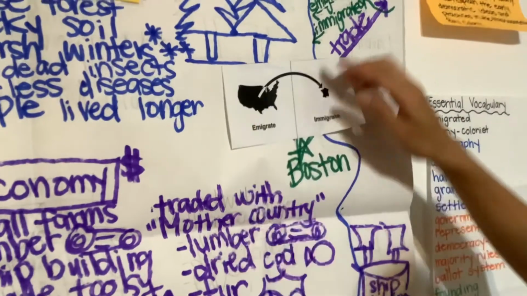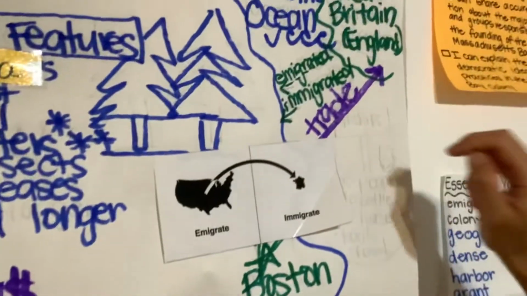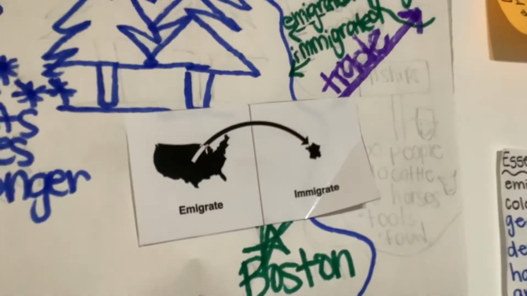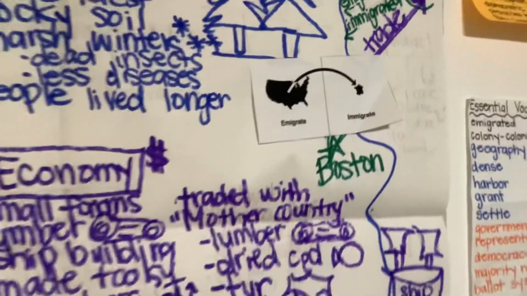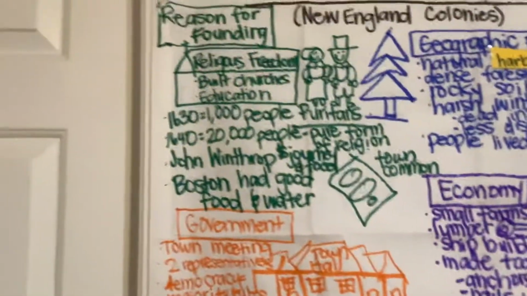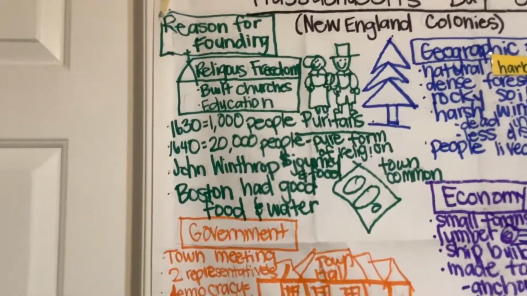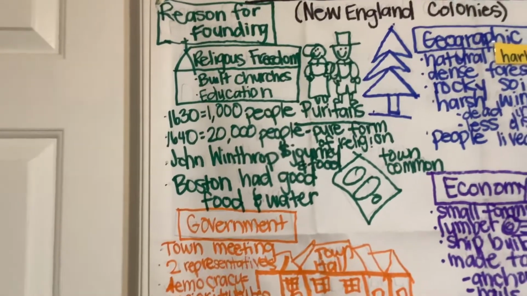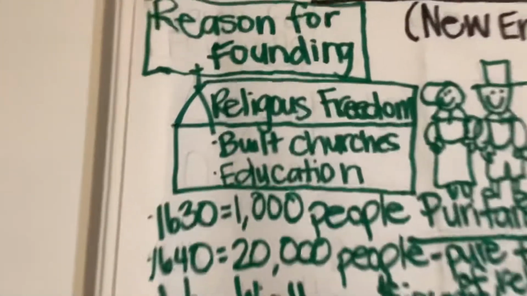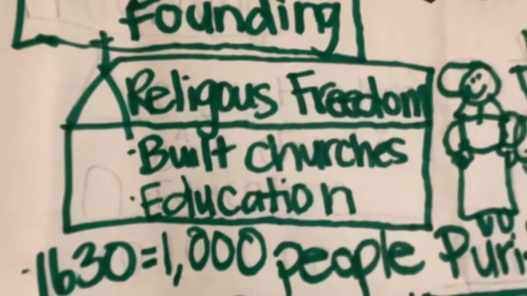They also sailed across the Atlantic Ocean. Say that with me. The Atlantic Ocean. When they sailed across the Atlantic Ocean, they immigrated into the Massachusetts Bay Colony. One of the main reasons why they landed in the Massachusetts Bay Colony was for religious freedom. Say religious freedom. Religious freedom.